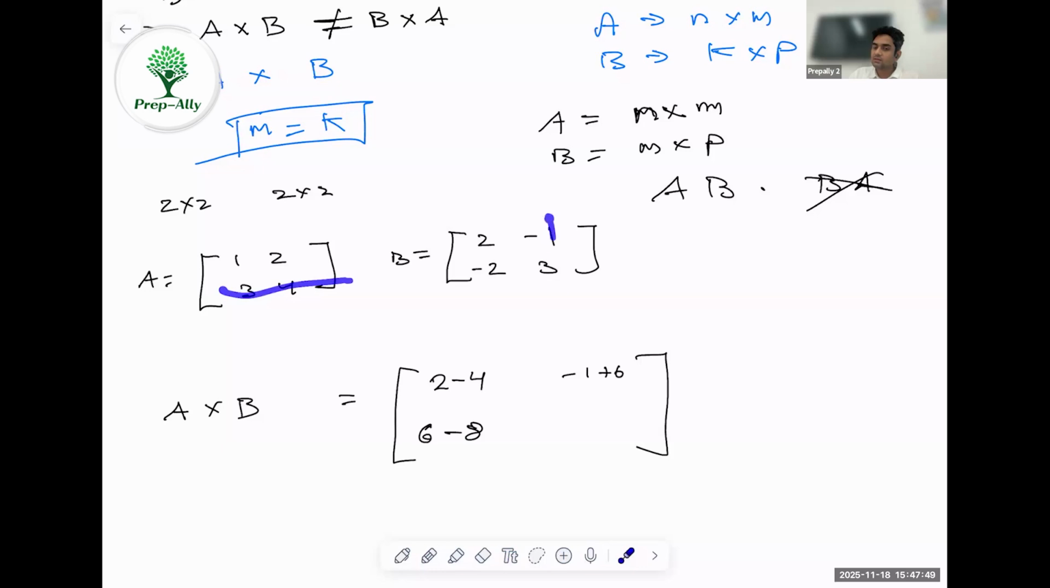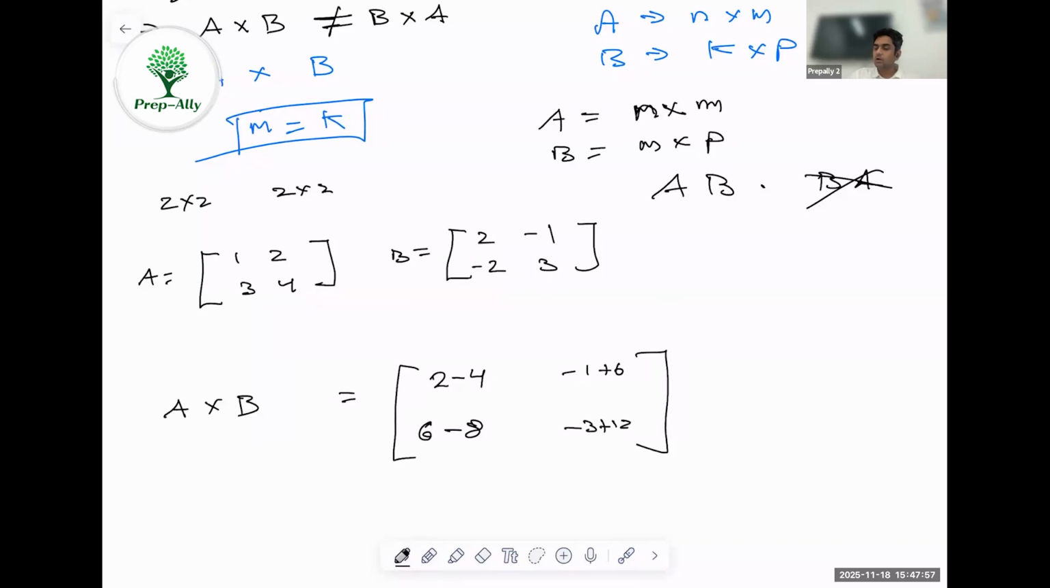And lastly, this row and this column will give me this element. So it will come out to be minus 3 plus 12. Ultimately, which will be equal to minus 2, 5, minus 2, and 9.